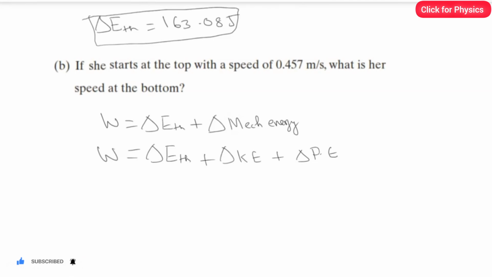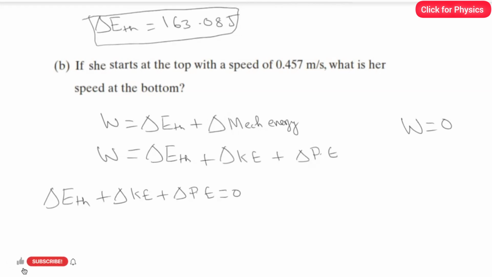And now the most important, this is an isolated system. So for the isolated system, we have to consider the work done to be equal to 0. So that means we have to equate this equation to 0. So in place of W, I have to substitute 0. Why we put 0? Because this is an isolated system. So when you substitute W equal to 0, what you will get? We will get change in thermal energy plus change in kinetic energy plus change in potential energy, which is equal to 0. Clear?